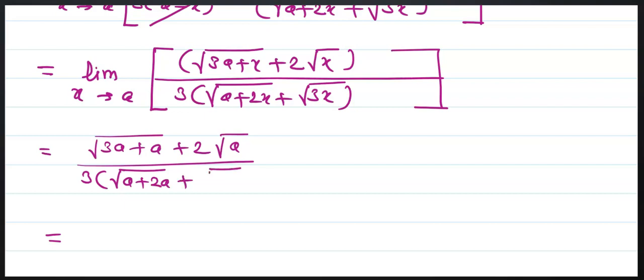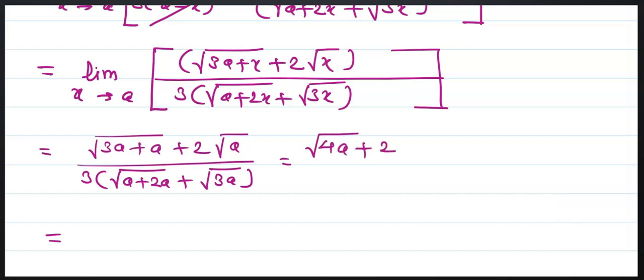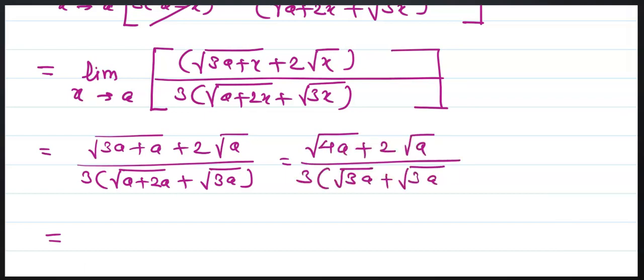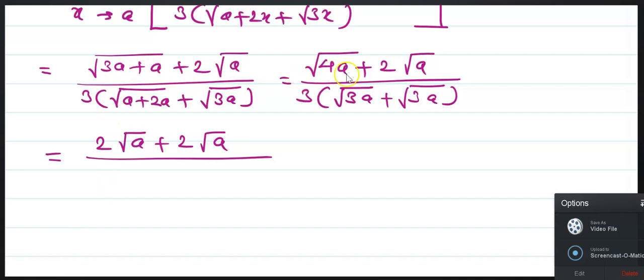Now replace here. The expression is like this: root of 3a plus x plus 2 root x, upon 3 times root of a plus 2x plus root of 3x. X is replaced by a here. Therefore, root of 3a plus a plus 2 root a upon, and here again x is replaced by a. Then you will get the expression, which I have written a second time here: root of 4a plus 2 root a in the numerator, and the denominator 3 times root of 3a plus root of 3a.